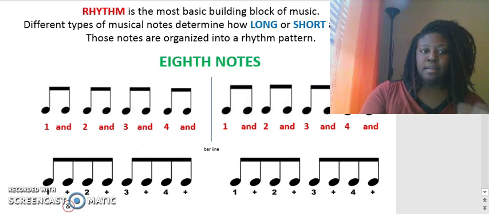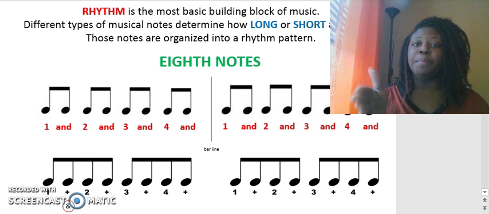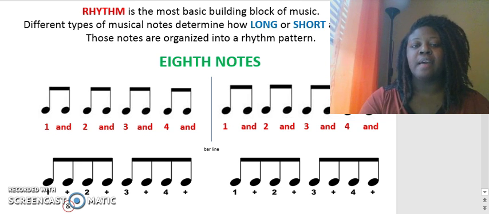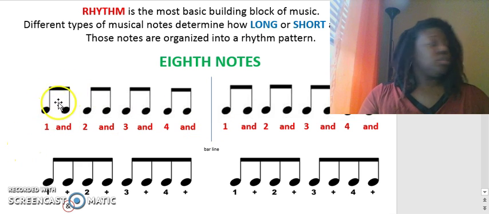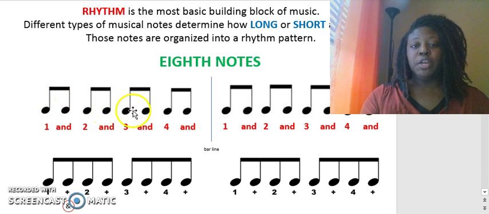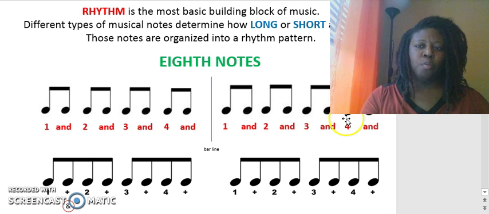Okay, let's see what that looks like in measures or with a bar line. Here we have 8 pair of 8th notes all the way across. So here's 1, here's 2, here's 3, here's 4, here's 5, here's 6, here's 7, and 8 is over here. I hope you can see it. I hope my video is not blocking.